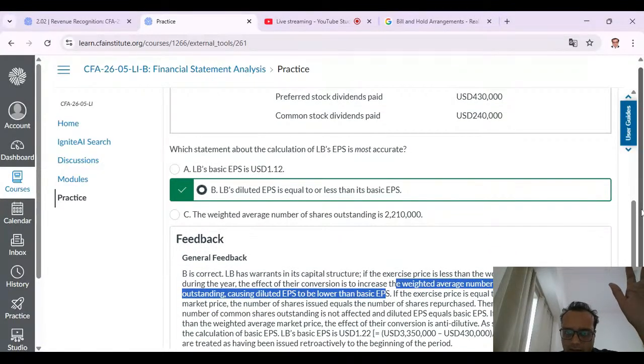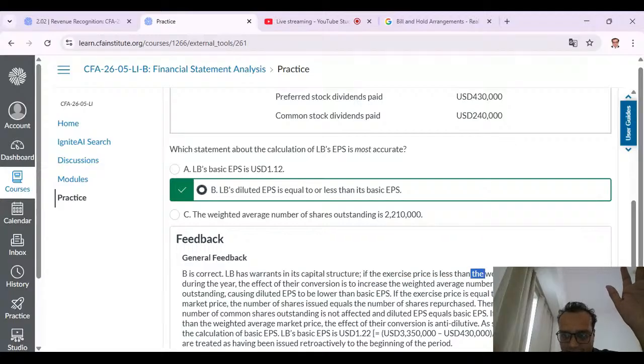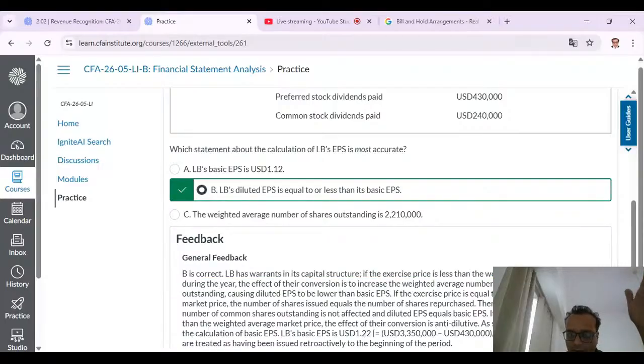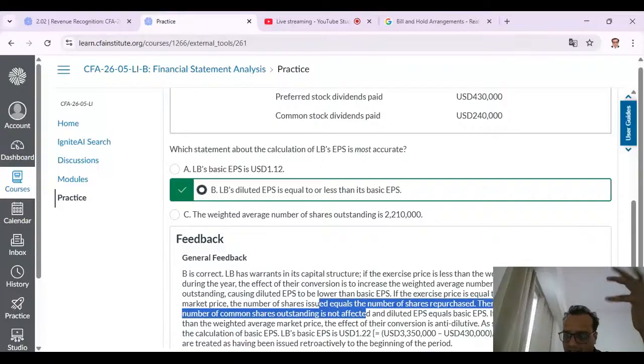एल बी हैज वारंट, मेरे पास शेयर वारंट है कैपिटल स्ट्रक्चर में. अगर एक्सरसाइज प्राइस इज लेस देन वेटेड एवरेज मार्केट प्राइस ड्यूरिंग द ईयर, मेरी जो पैसा जो देने वाला है वो उससे कम है. The effect of the conversion is to increase the weighted average number of common shares outstanding, causing diluted EPS to be lower than basic EPS. Perfect. कि अगर मैं उसको कन्वर्ट करता तो मेरा anyways diluted EPS will be lower than basic EPS. If exercise price is equal to weighted average market price, the number of shares issued equals the number of shares repurchased. Therefore, weighted average number of shares is not affected.